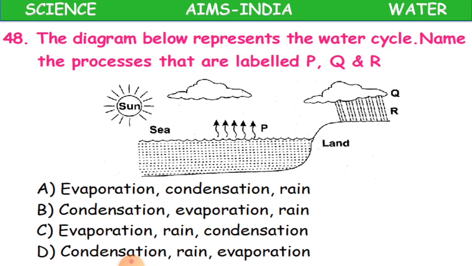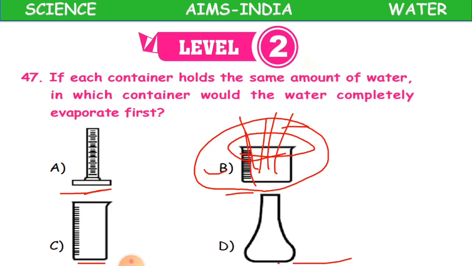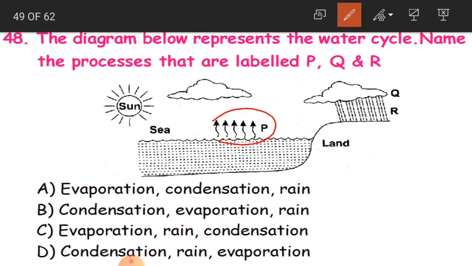Now the 48th question. The diagram below represents the water cycle. Name the processes that are labeled P, Q and R. You are having P here, the process P, the process R, the process Q. So we have to label these. Now what is P, what is Q, what is R? So what is P, children? The water is getting evaporated. So P is evaporation.